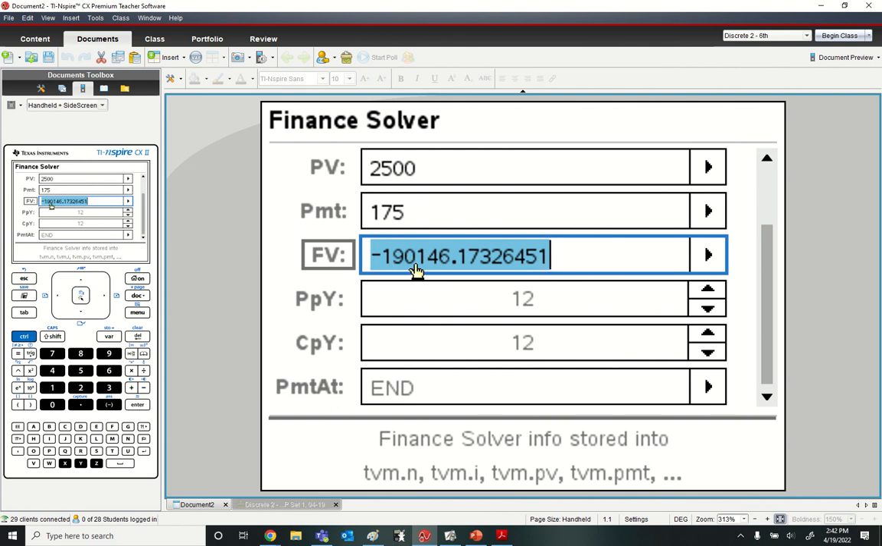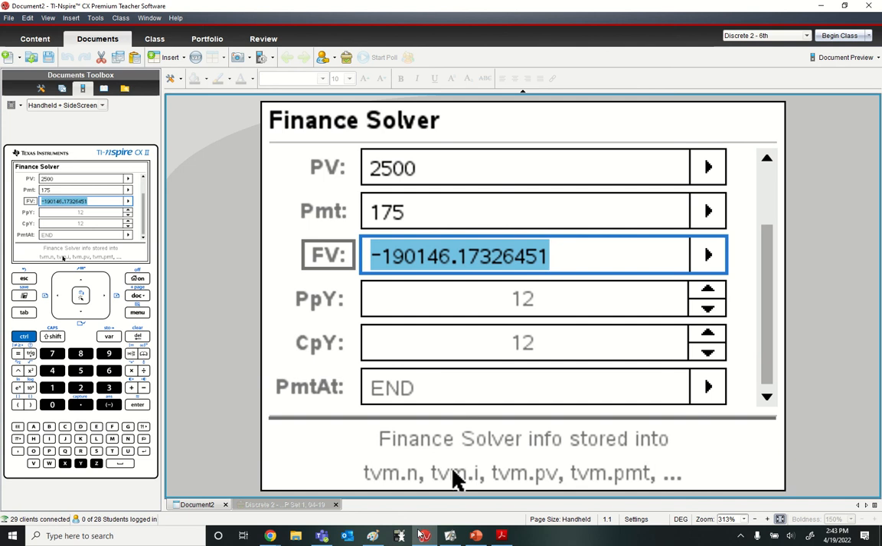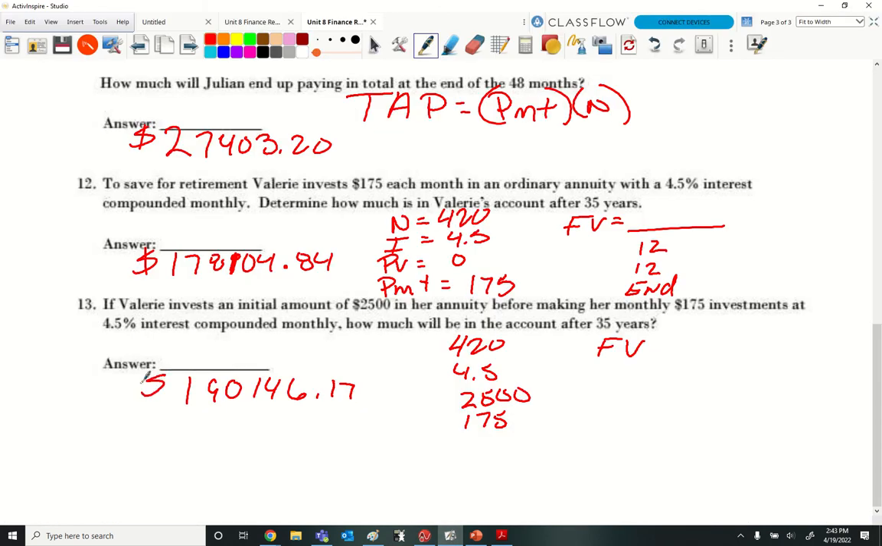So we get 190,146.17. One nine zero, 146, what was the last? 17. Yes. All right. There we go.